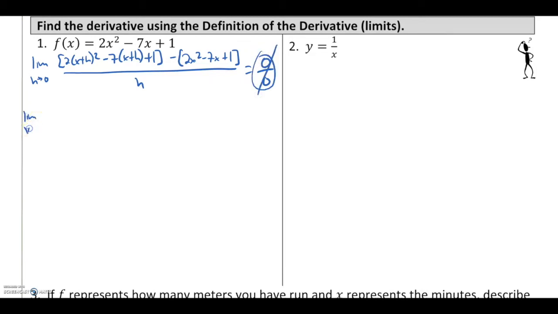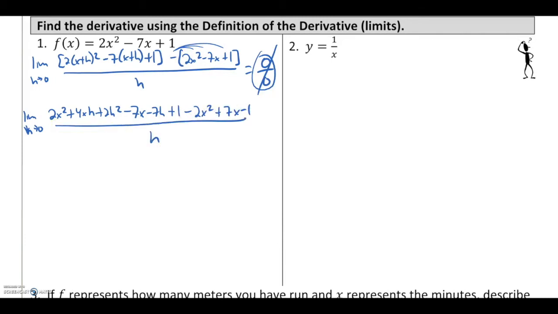First thing I see I can do is I can expand the numerator. X plus h quantity squared times 2, that can be 2x squared plus 4xh plus 2h squared. Distribute that negative 7 and a plus 1. Don't forget to distribute my minus sign here. Minus 2x squared plus 7x minus 1 all over h. Now that's quite a bit to get down, but all algebraic steps that we should be able to take. Let's see what that allows us to do.